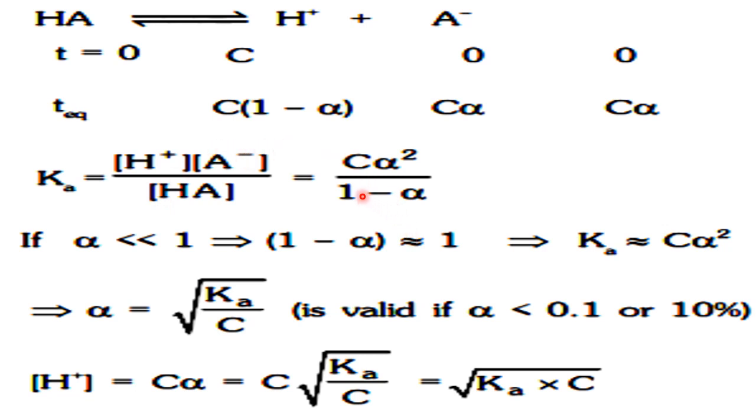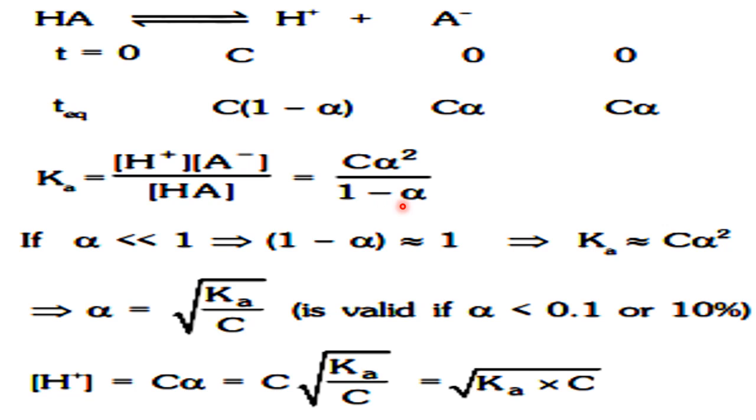Why is C alpha squared taken here? Because C alpha times C alpha becomes C square alpha square. By C into bracket 1 minus alpha, C gets cancelled. So what remains is C alpha square by 1 minus alpha. Now, here what is alpha? Alpha is the degree of dissociation. How much does a weak acid normally undergo dissociation? A very small amount, no? That means the value of alpha compared to 1 is very small, very much less than 1.